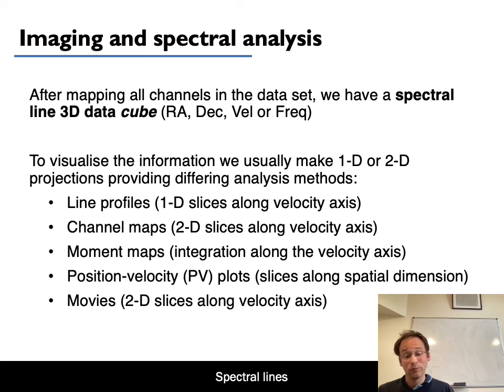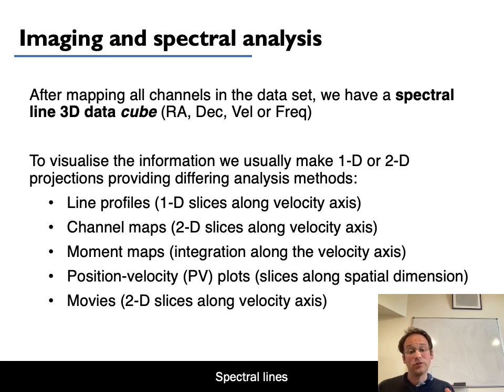After all that data reduction, what you're left with is a three-dimensional cube where you've got the image and then a third axis, which is either frequency or velocity, the spectral axis. Those cubes can be quite difficult to visualize and to carry out scientific analysis on, so now we're going to carry out some spectral analysis to pull out the information that we want from that data cube. There are a number of ways of doing this. You can produce line profiles, which is basically taking a one-dimensional spectrum along the velocity axis, either at a particular position or averaged over the whole image to produce a single average spectrum.